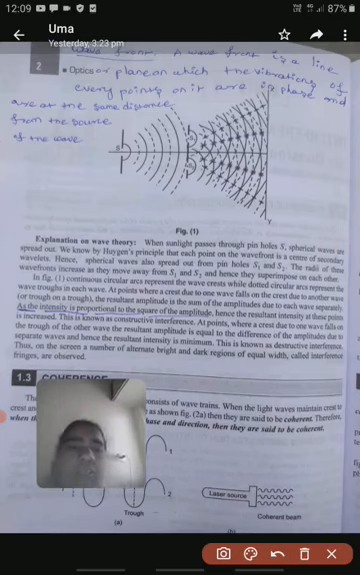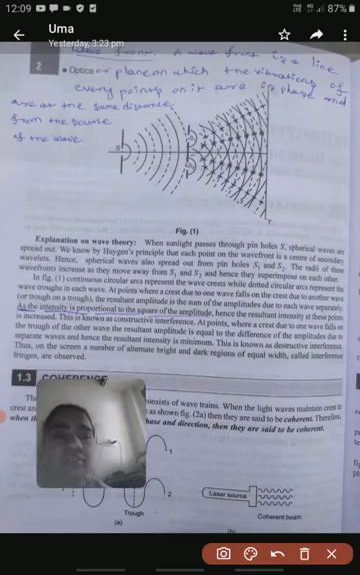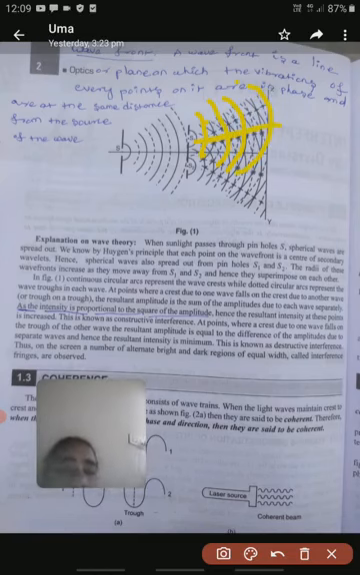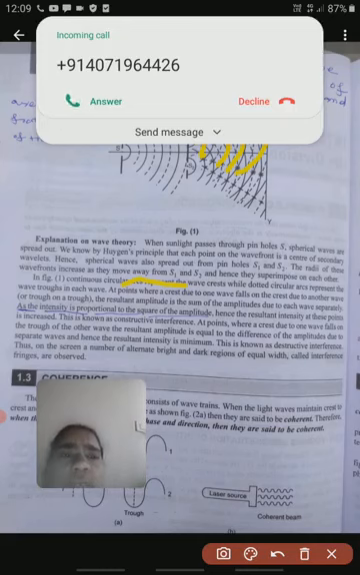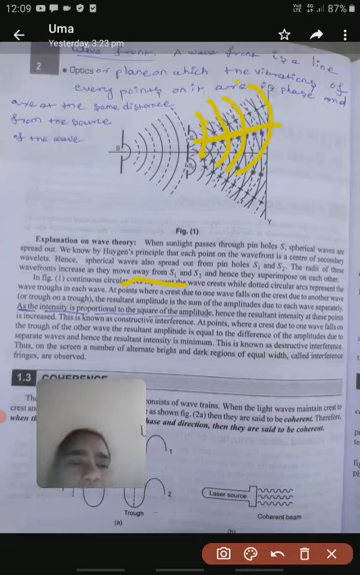Here the radius of these wavefronts increases as they move away from S1 and S2. If we take this wavelet, its radius is small, this one's radius is bigger, and if you move like this, the radius of these wavelets increases. So this is the meaning of this point, as they move away from S1 and S2.